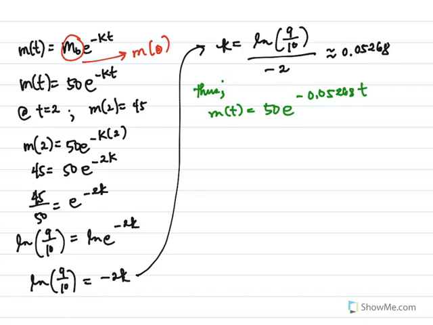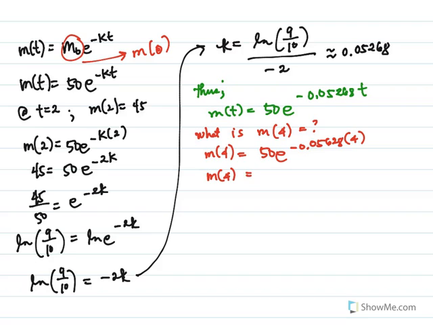So we want the amount of substance present at any time t. So what is m of 4? So that's m of 4 equals 50 e to the negative 0.05268 times 4. So just simply substitute. Thus, m of 4 is equal to 40.5 milligrams.